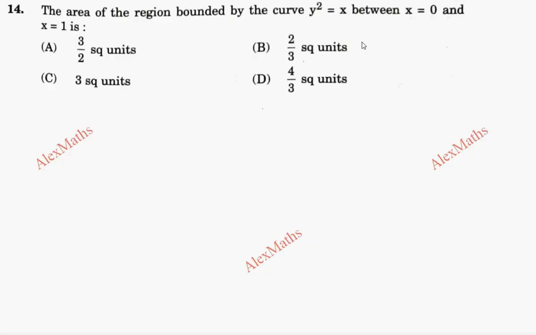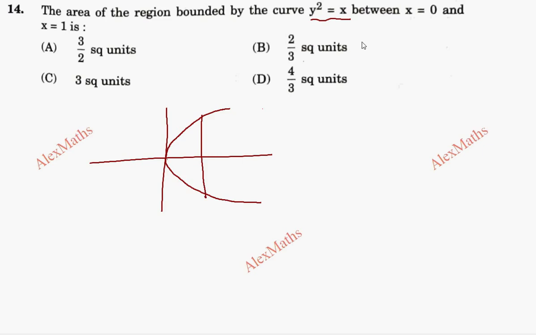Question number 14. They want the area of the region bounded by the curve, which is y square equal to x. So if we draw the rough diagram, x axis, y axis, and it is a parabola which is opened on the right side. They say between x equal to 0 and x equal to 1. X equal to 1 is this and x equal to 0 is here. So 0, 0 and 1, 0. It means they want this full area. We calculate the area of the first quadrant and we put into 2.